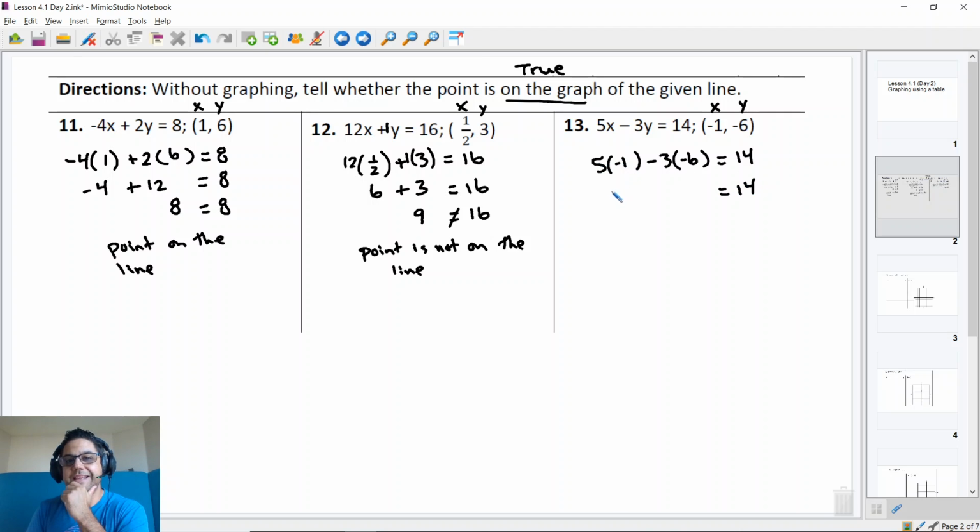5 times -1 is -5. Negative 3 times -6, negative times negative is positive, 3 times 6 is 18. Negative 5 plus 18, or 18 subtract 5, that's 13. Pretty close, but it's not what we need. We need a true statement. We don't have a true statement. So that means this specific point is not on the line.